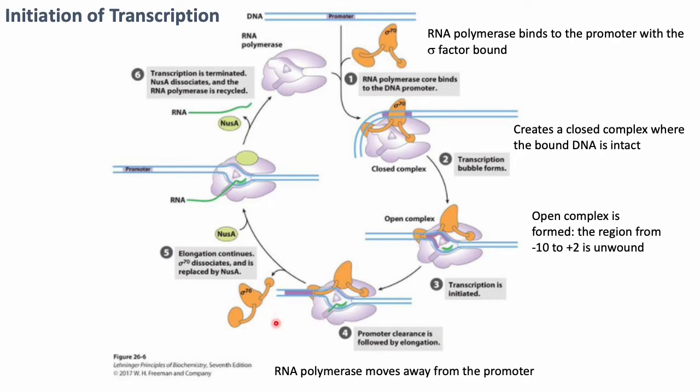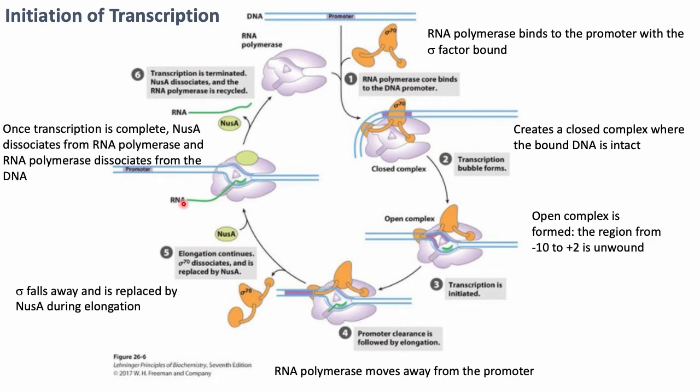So the polymerase moves away, and then the sigma subunit falls away and is replaced by another factor known as NusA during elongation. So elongation continues, and it's replaced by this NusA. This is this green molecule coming in to this bubble here. So you can see the RNA, remember that RNA primer coming out. Okay. And once transcription is complete, NusA dissociates from the RNA polymerase, and then the RNA polymerase dissociates from the DNA. And then there's this sigma recycling, so the sigma can rebind to the RNA polymerase, and binding can then begin again.